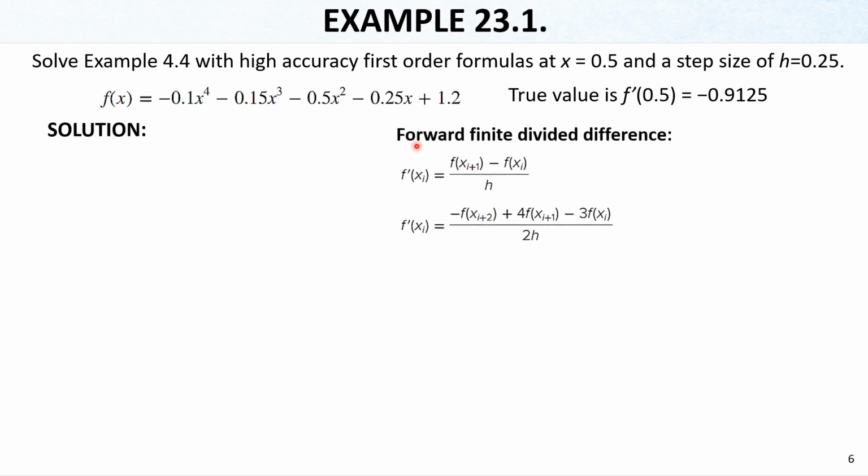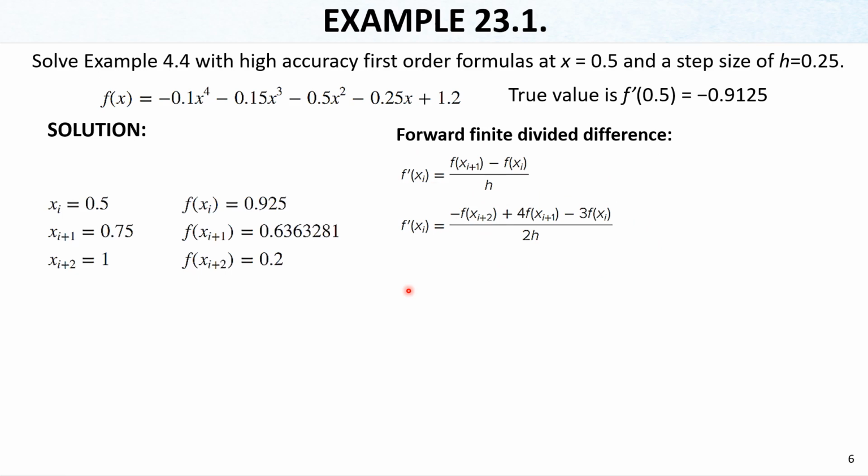So for the forward finite divided difference, we have these formulations. This is the simple version and this is the accurate version. Let's use them. To be able to use these, we need x(i+1) and xi. So xi is actually x equals 0.5. For forward, we need x(i+1). So if h is 0.25, we need 0.75. Then when we calculate it in this function, its value is this. So when we use these two, 0.5 and 0.75, the result is this one, where h is 0.25.